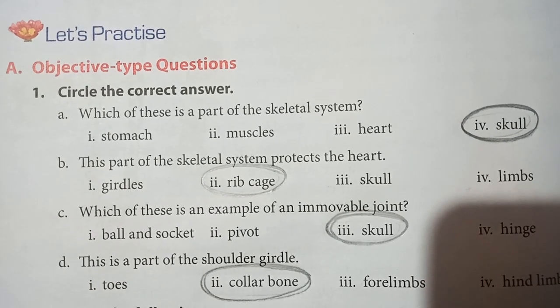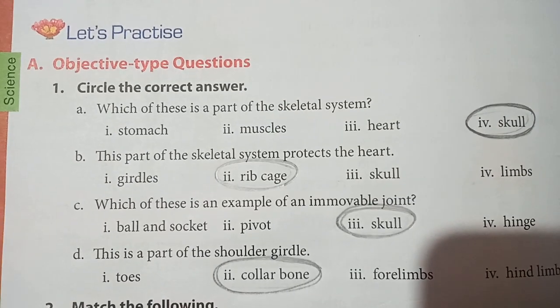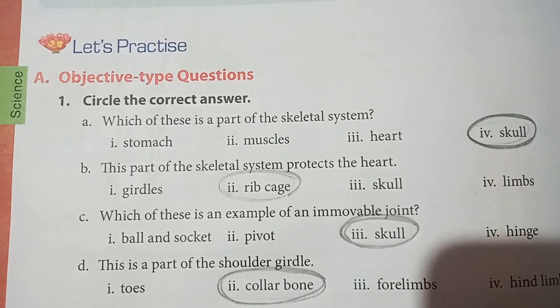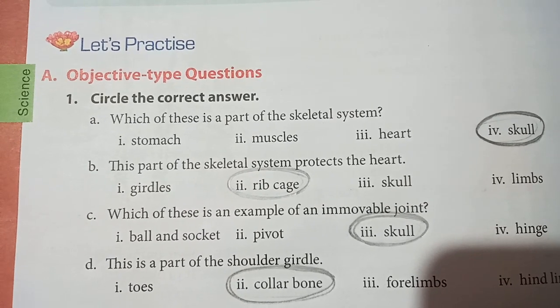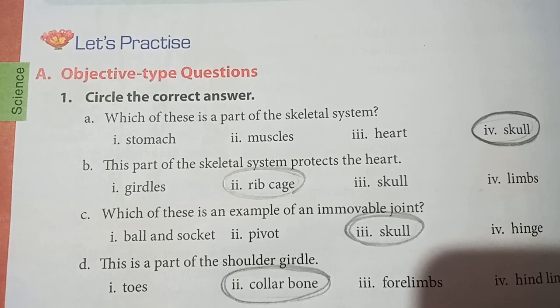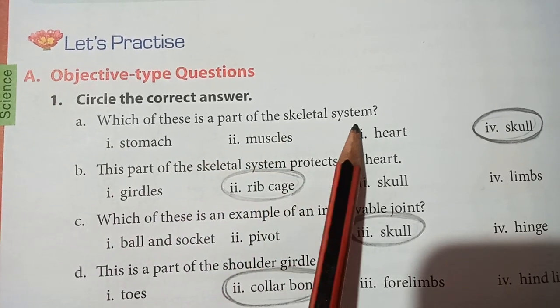So let's practice objective type questions. Let's start our book exercise, and the number one question is circle the correct answer. A part: which of these is a part of the skeletal system?